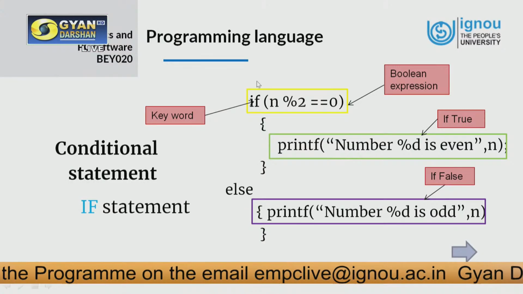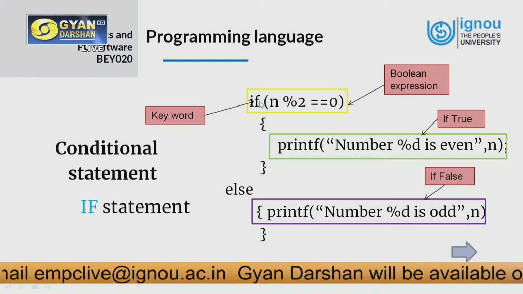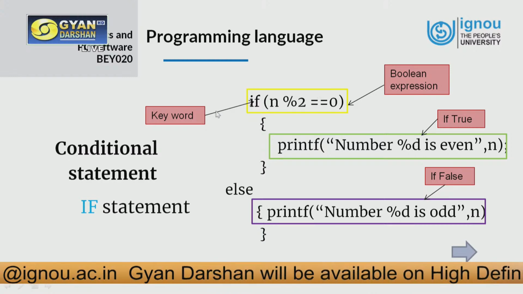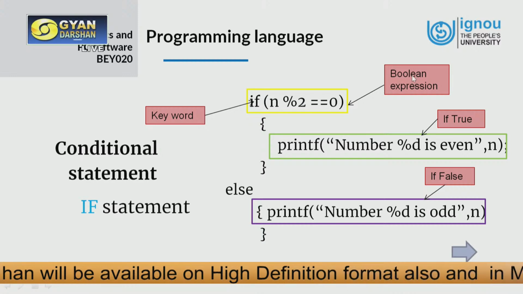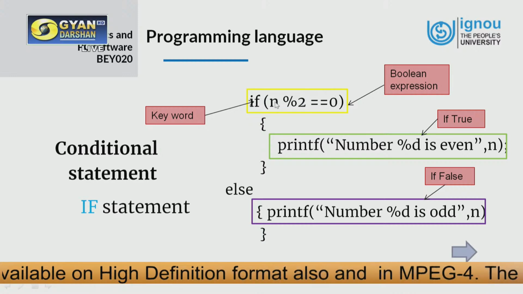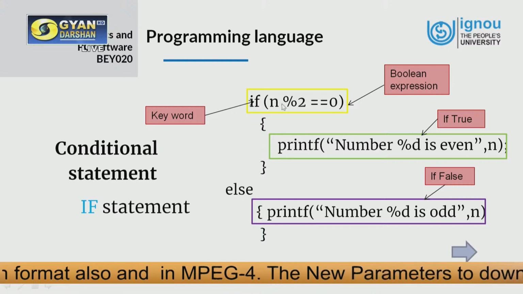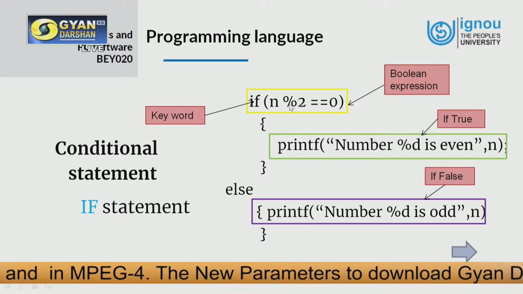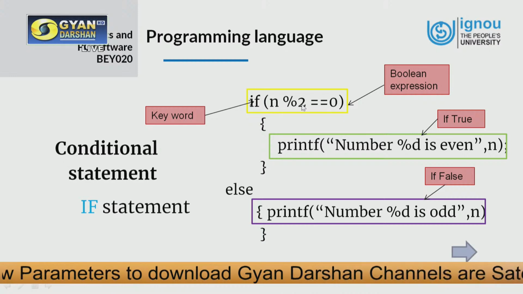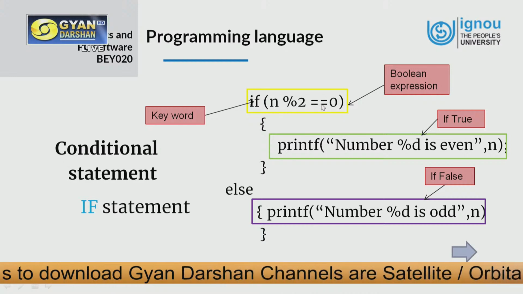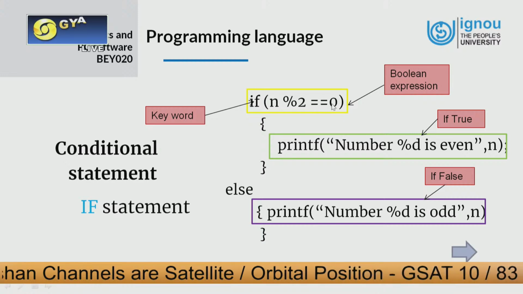This is the kind of thing which is there in the programming language. The keyword we normally use is if, and the Boolean expression is enclosed in parentheses. What you see here is an operator, %2, which is the remainder operator, and then a relational operator which compares it to 0.